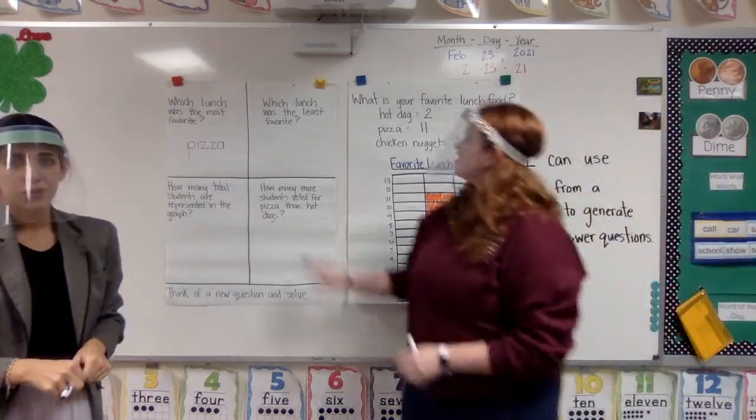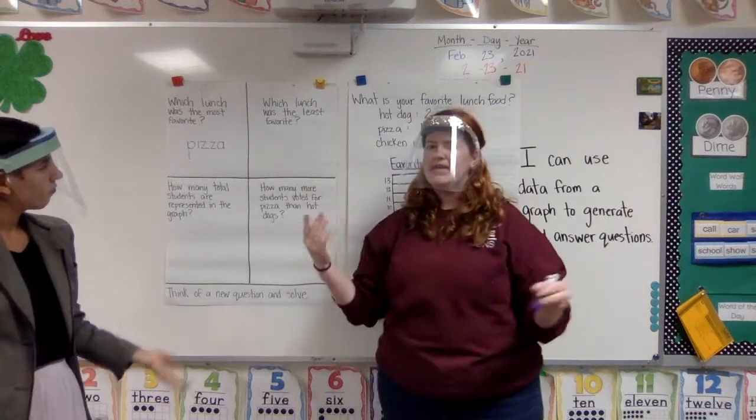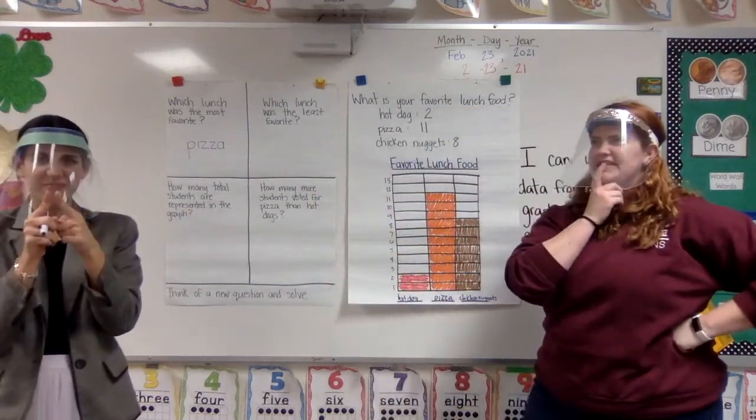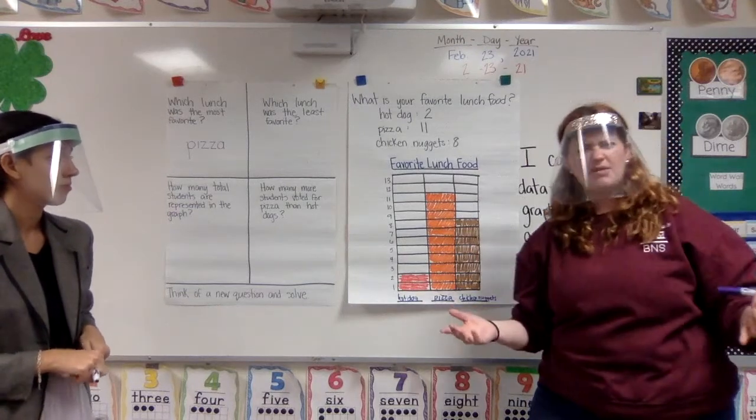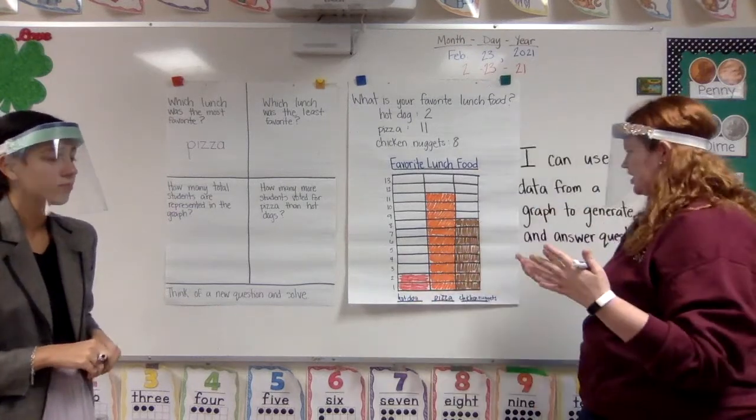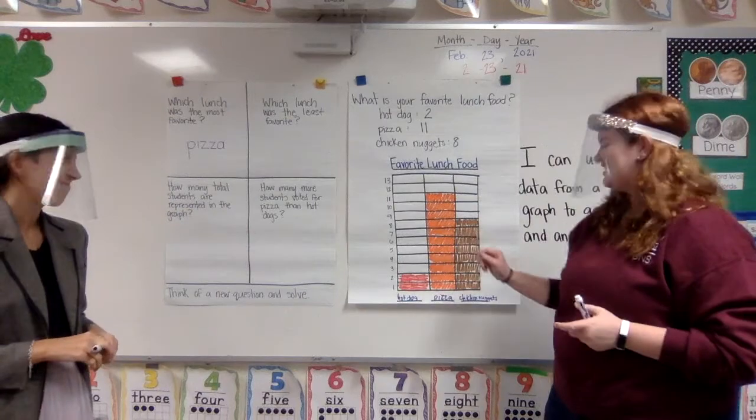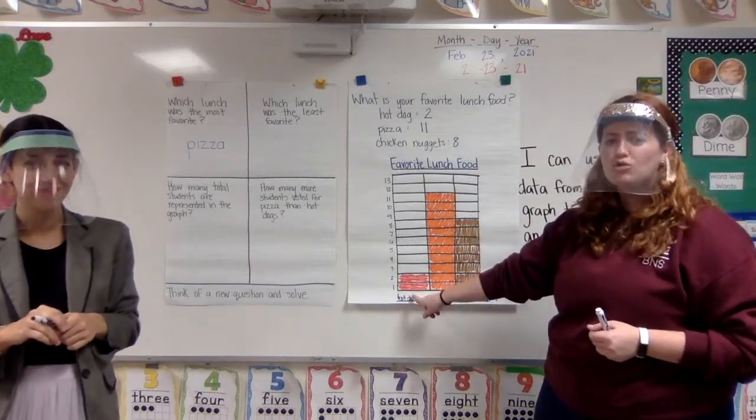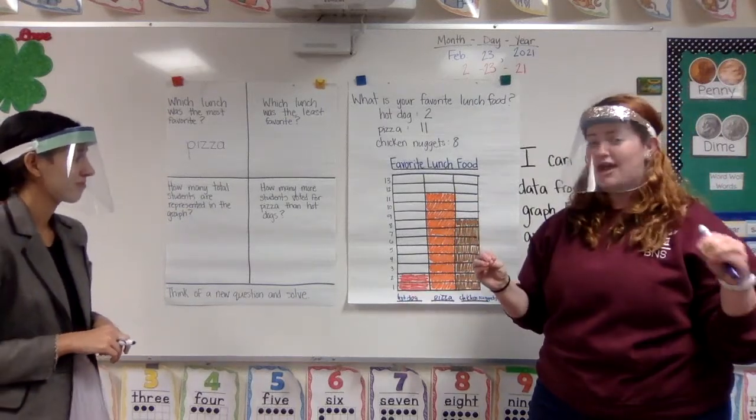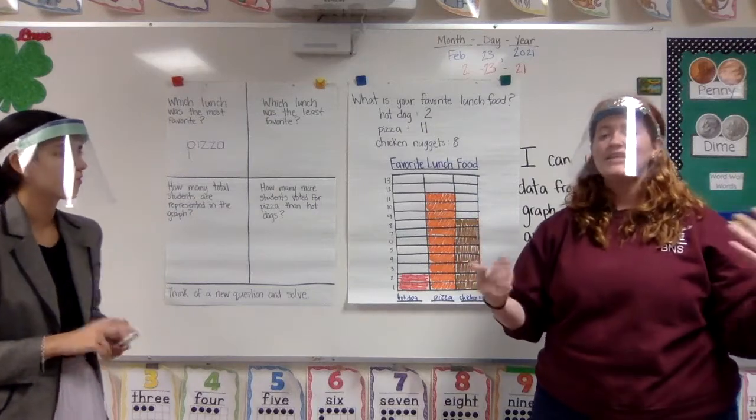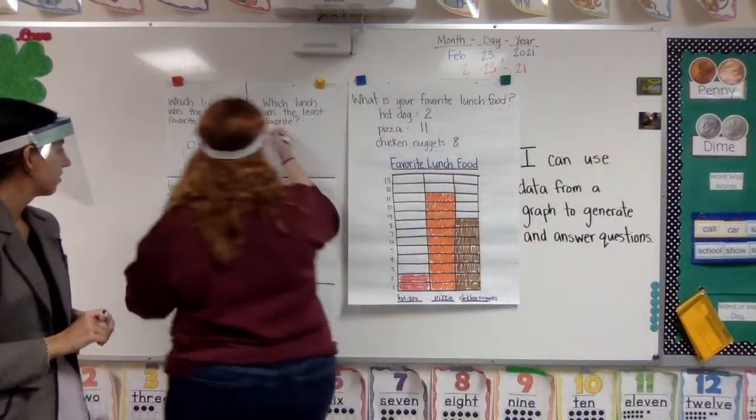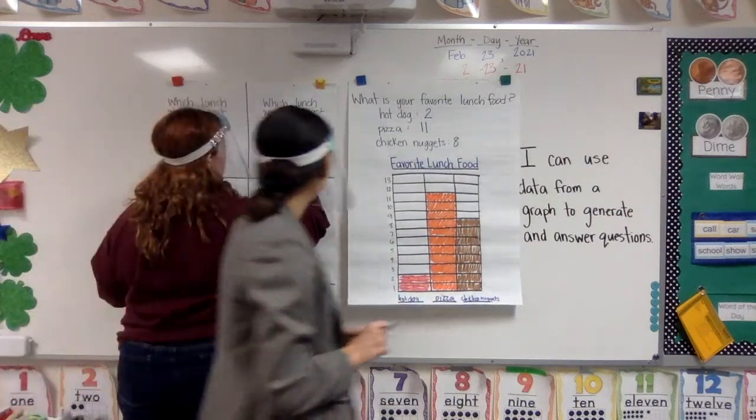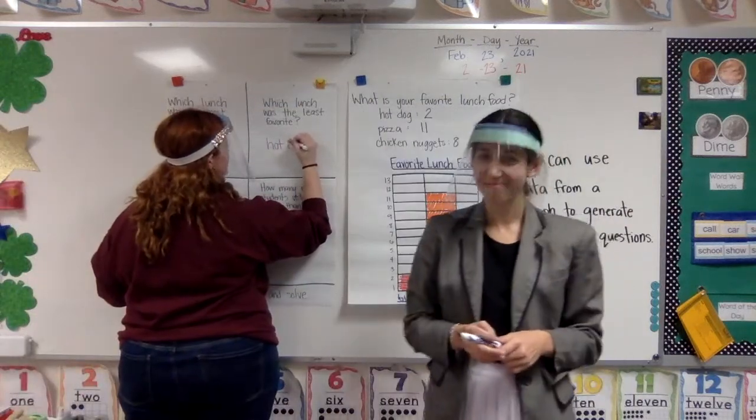Okay, well, our next question says, which lunch was the least favorite? Okay, let me think. Least is going to be the smallest. So the smallest number of votes, that'll be the smallest bar. Okay, let me look. Oh, it's definitely not pizza. Oh my goodness, this one is so short. It's so much shorter than the other bars. That means it's the least. And let me look. Oh, it's the hot dog. So the hot dog had the least votes.